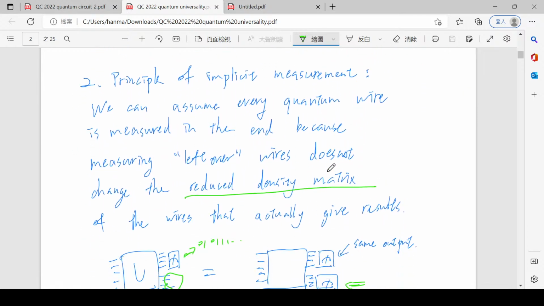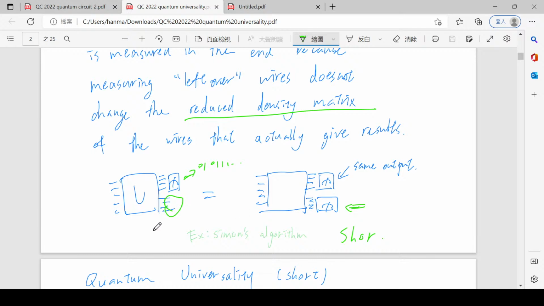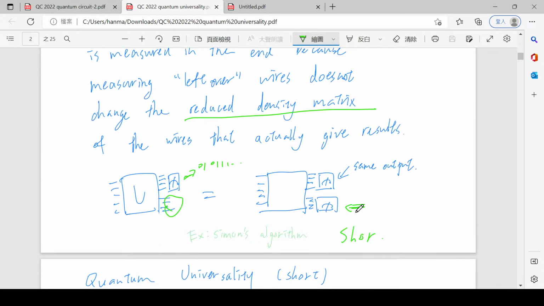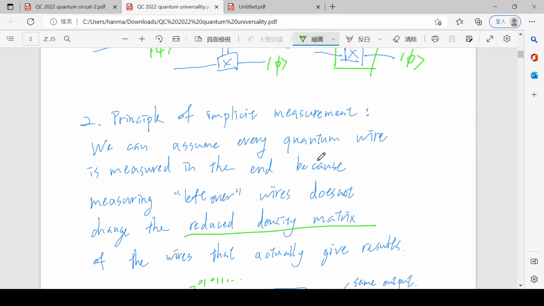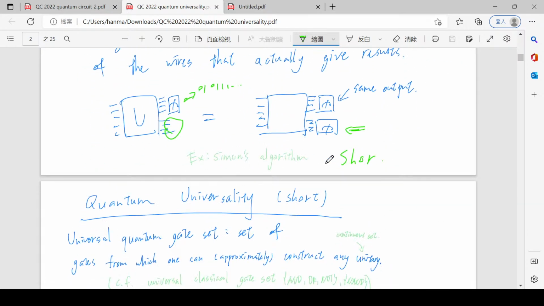And then the next principle is the principle of implicit measurement. It says that at the end of your circuit, you can measure every qubit, even if your algorithm doesn't require that. And this seems a little weird. Why is this useful? But we already saw that in the analysis of Simon's algorithm, that we can use this principle of implicit measurement and condition on the result of this extra measurement, and that actually made our analysis easier. Okay, so those are the 0, 1, 2 principles of measurements in the circuit model.